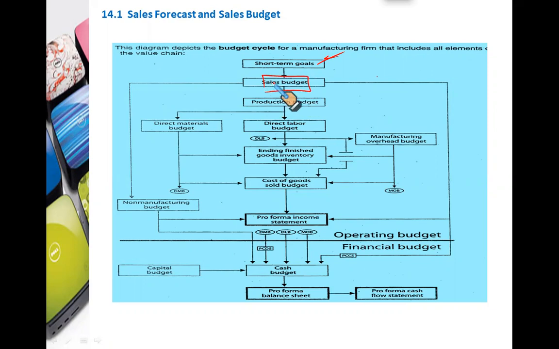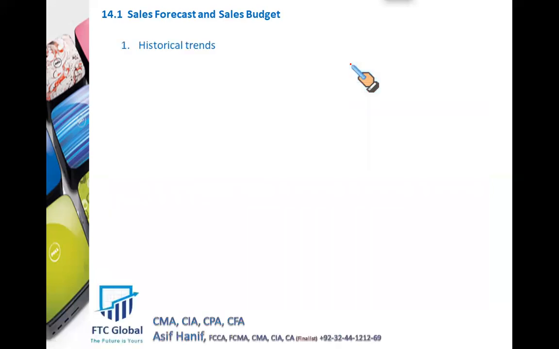Interestingly, you will not be asked on your exam how to draw up sales budget. In almost every situation, sales budget would be given to you and you would be required to draw up the production budget. So sales budget is always given. But let's see how the sales budget is drawn up.